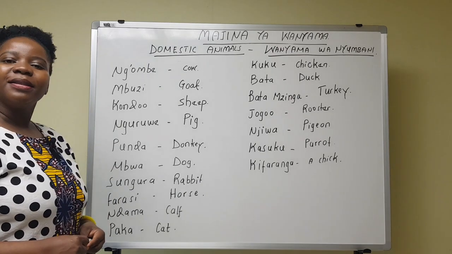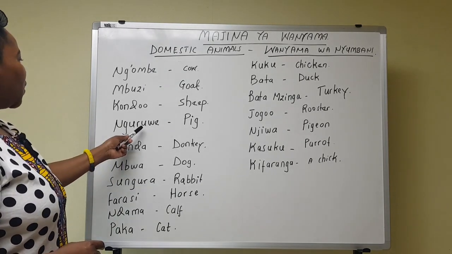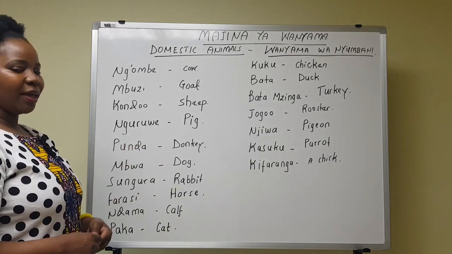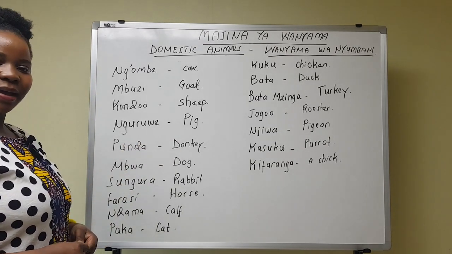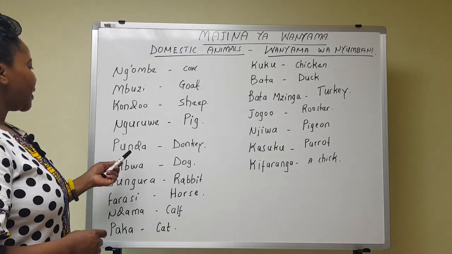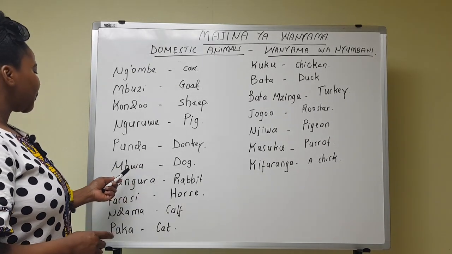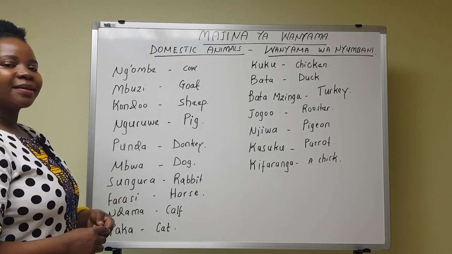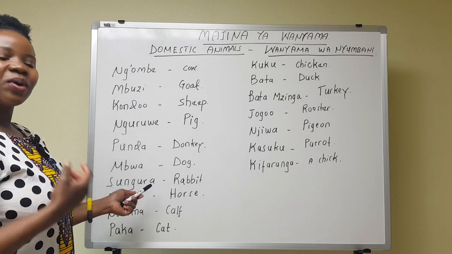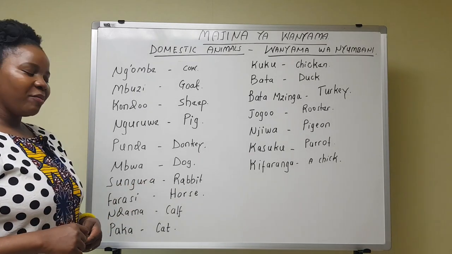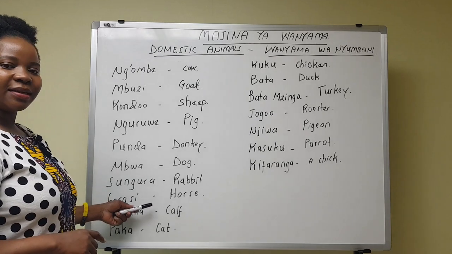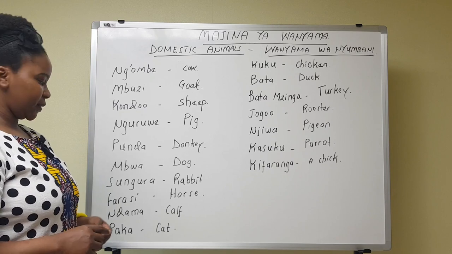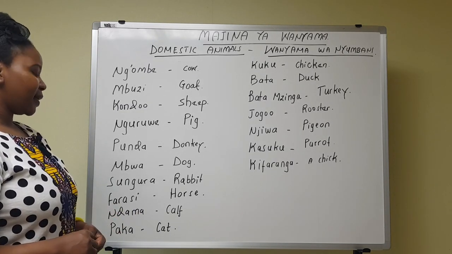Kondoo. This is sheep. Nguruwe. This is pig. Punda. This is donkey. Mbwa. This is dog. Sungura. This is rabbit. Farasi. This is horse.